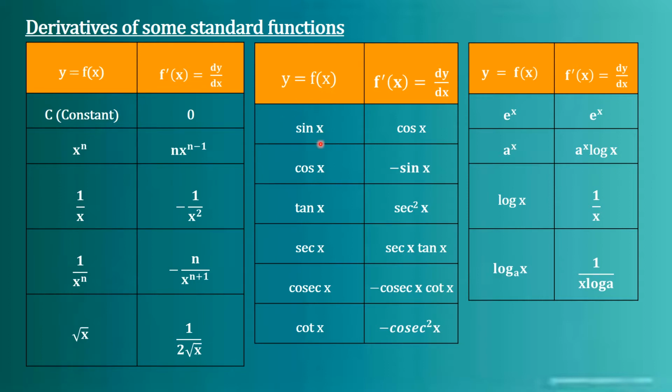Derivatives of trigonometric functions we'll consider now. Derivative of sin x is cos x. Derivative of cos x is minus sin x. Derivative of tan x is sec square x. Derivative of sec x is sec x into tan x. Derivative of cosec x is minus cosec x cot x. Derivative of cot x is minus cosec square x.